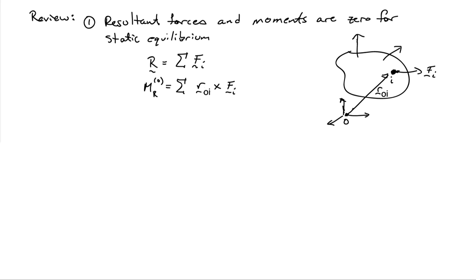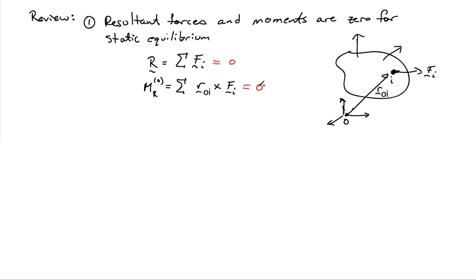Let's briefly review where we're at. So we've just been reviewing a bit about basic physics, and the first fact that we reviewed is that the resultant forces and moments are zero for static equilibrium. So the static equilibrium requirements are that the resultant force R is equal to zero, and that the resultant moment is equal to zero.